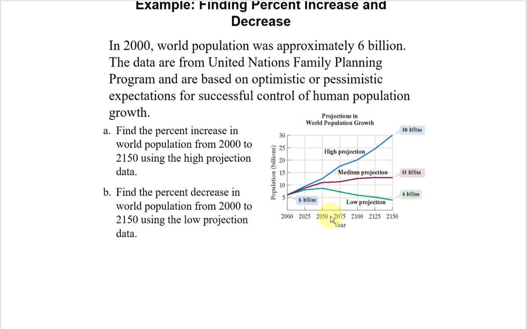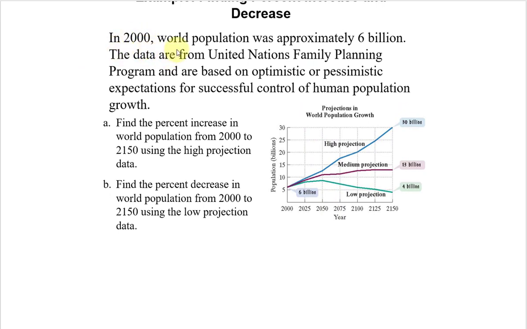For example, in the year 2000, the world population was approximately 6 billion. The data are from the United Nations Family Planning Program and are based on the optimistic and pessimistic expectations for successful control of human population growth. Now we know that we are given the data. This shows the projections in the world population growth.